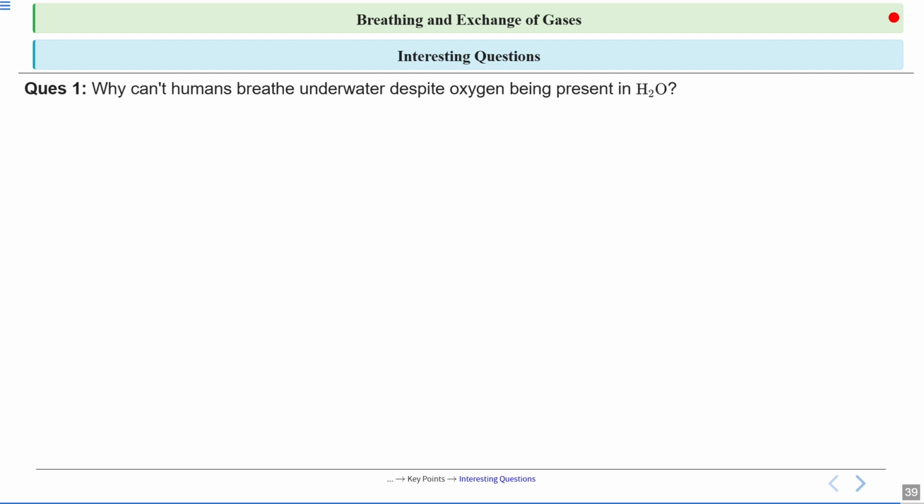Okay, but amphibians and fishes can breathe underwater. Clear? So here you have to talk about the different respiratory organs. Humans have lungs, fishes have gills.